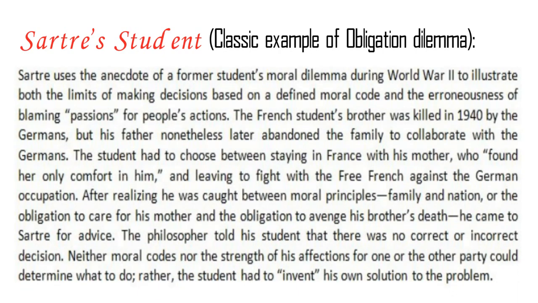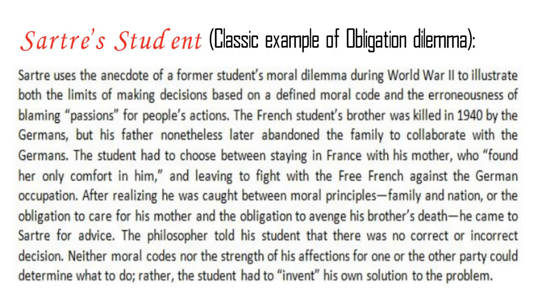It reads, Sartre uses the anecdote of a former student's moral dilemma during World War II to illustrate both the limits of making decisions based on a defined moral code and the erroneousness of blaming passions for people's actions. The French student's brother was killed in 1940 by the Germans, but his father nonetheless later abandoned the family to collaborate with the Germans. The student had to choose between staying in France with his mother, who found her only comfort in him, and leaving to fight with the Free French against the German occupation. After realizing he was caught between moral principles, of family and nation, or the obligation to care for his mother and the obligation to avenge his brother's death, he came to Sartre for advice.